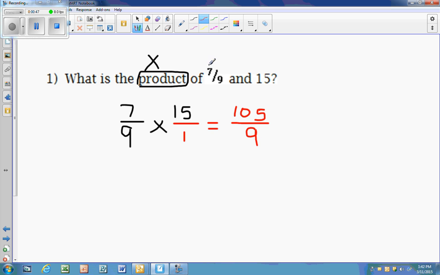Now I can't leave this as 105/9. It's an improper fraction because the numerator is bigger than the denominator. So I need to say 105 divided by 9. And when I do that, I know that it goes in 11 times, and then there is a remainder of 6. And it's 6 out of 9 pieces. So it's 11 and 6/9, which I can simplify. I can divide 6 and 9 both by 3, and it's 11 and 2/3.